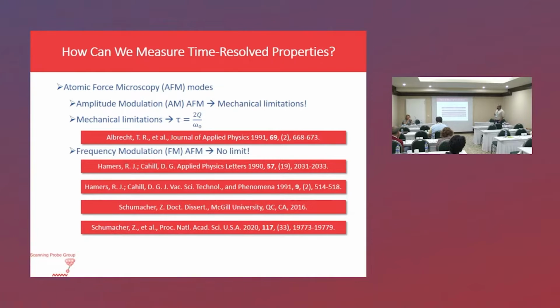The next modulation technique that can be used is frequency modulation, in which we can modulate the tip sample separation by demodulating the resonance frequency shift of the atomic force microscopy cantilever. And physically, there is no mechanical limitation for this technique because frequency shift is an instantaneous phenomenon. There is no time delay between these two.